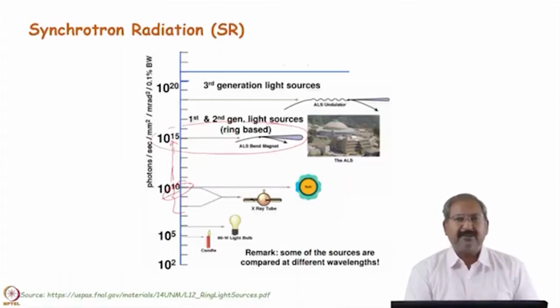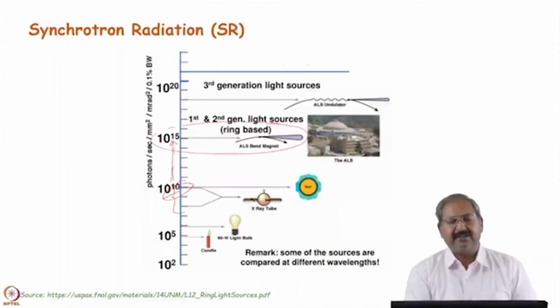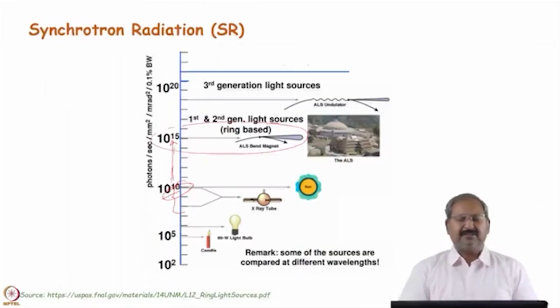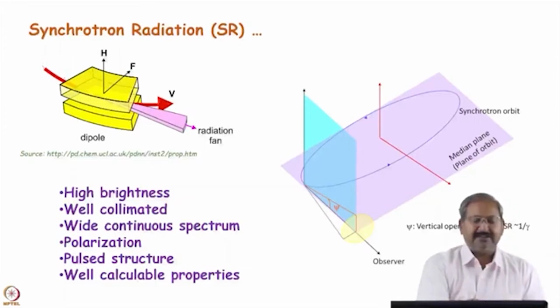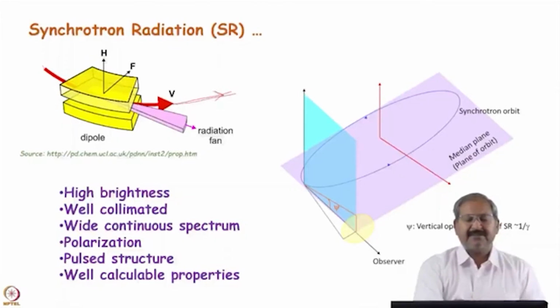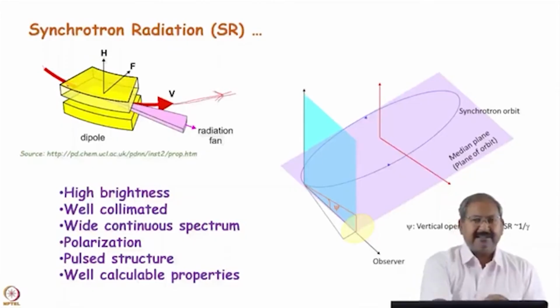And even 5 orders more than this can be obtained using the modifier magnets like undulators and wigglers. So synchrotron radiations are very intense compared to other sources when we use them for our experiments. This figure shows that this red part is the trajectory of the electrons. Electrons are going in this way, and this dipole magnet bends the path of these electrons.